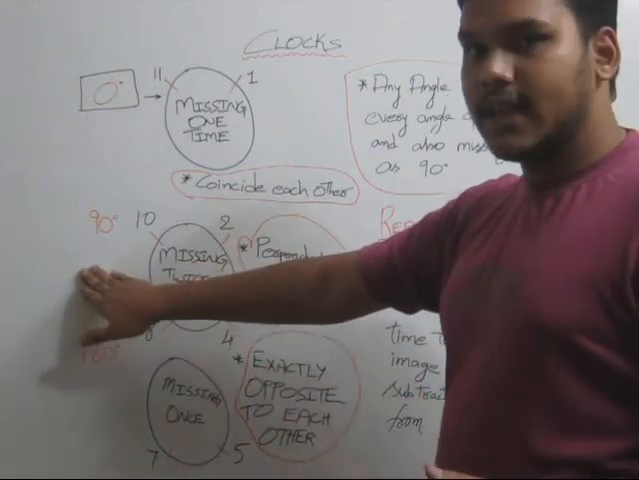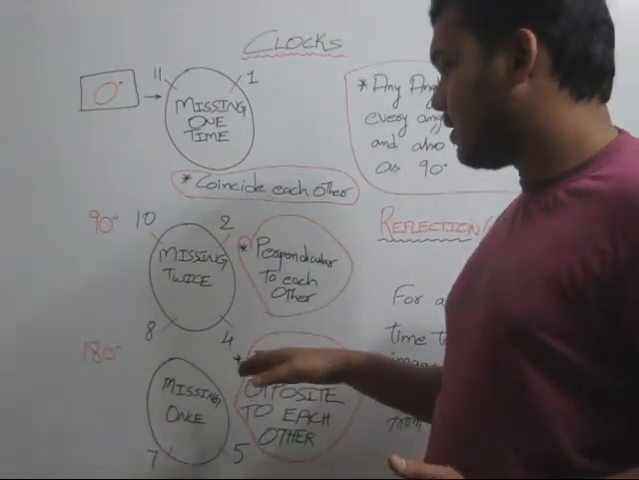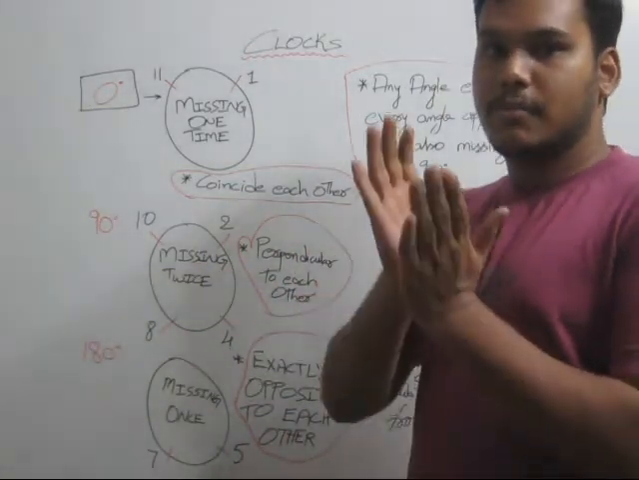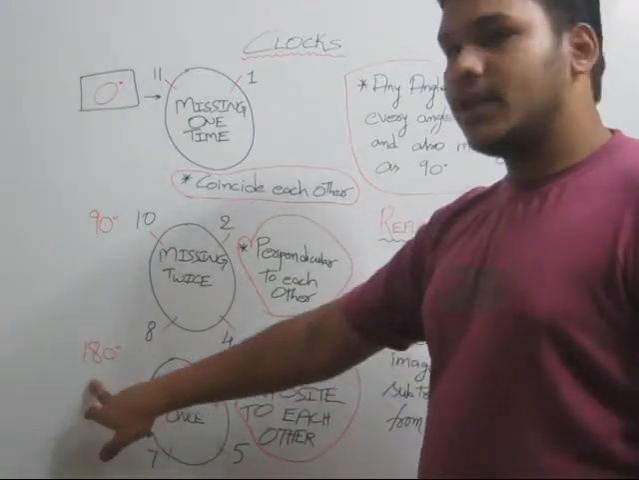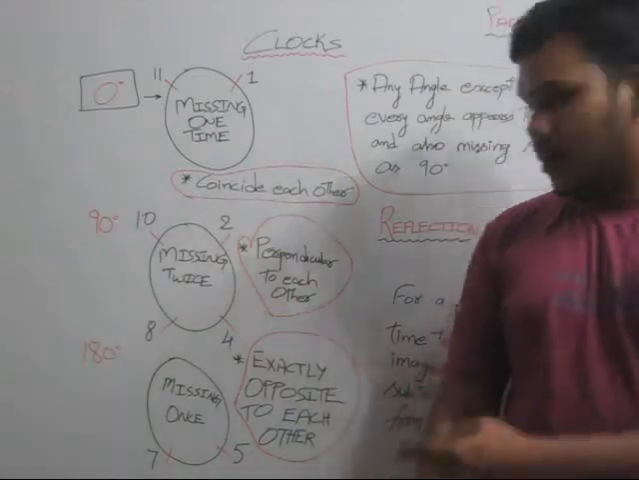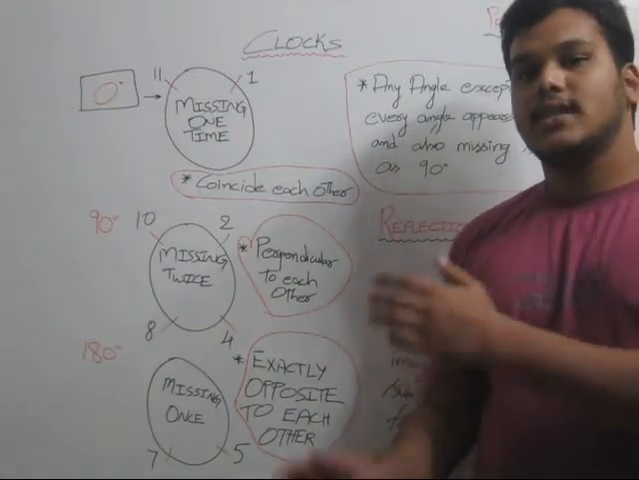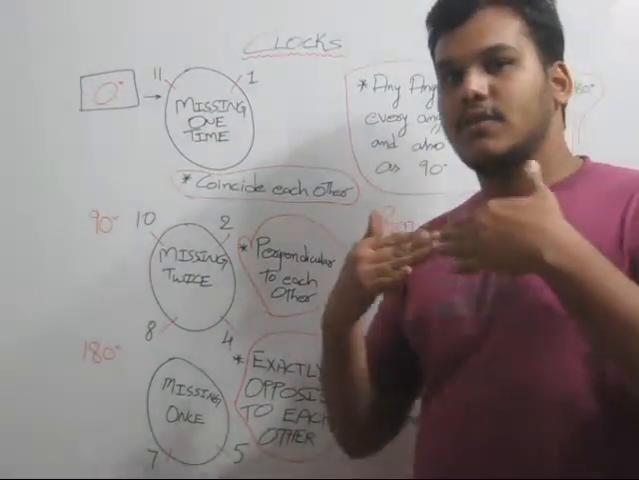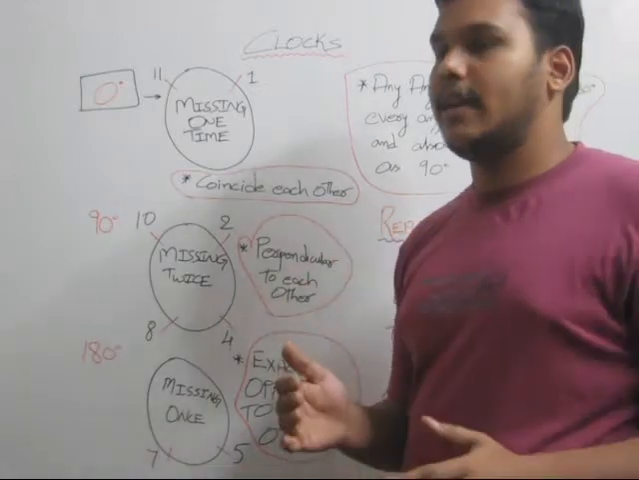While coming to 90 degrees, the question would be like this, when the two hands are perpendicular to each other. While coming to 180 degrees, the question would be asked in this manner, when the two hands are exactly opposite to each other, which means 180 degrees, a straight line.